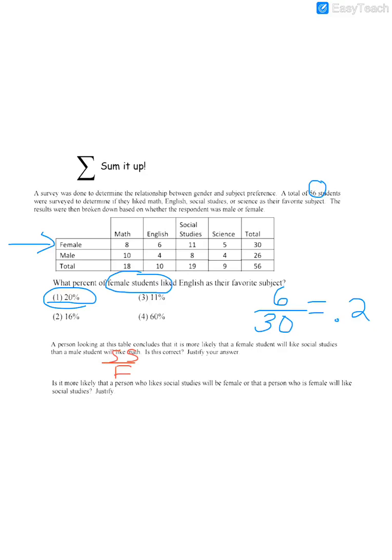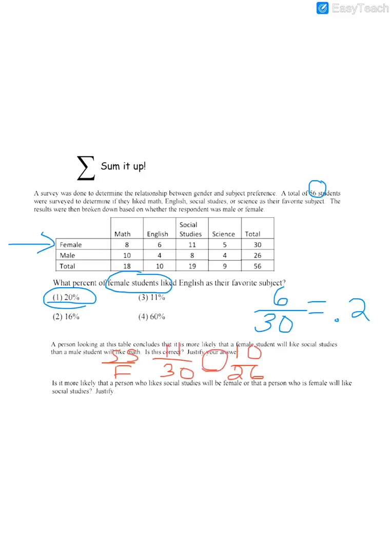So let's try that. How many female students like social studies? So let's take a look at all of the females, and there are a total of 30 females. And we want to know how many of them like social studies, and that is 11. The next question says that a male student will like math. So let's talk about how many male students there are. So there are 26 male students, and of those 26, 10 of them like math.